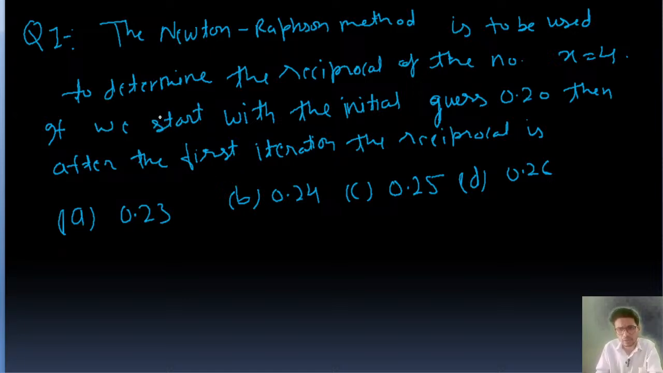So I'll read the question for you. A very good question. The Newton-Raphson method is to be used to determine the reciprocal of number x equal to 4. The reciprocal of 4 is 1 upon 4. If we start with the initial guess, we have been given the initial guess 0.20, then after the first iteration we need to find the reciprocal. So very good question. I'll solve it now.